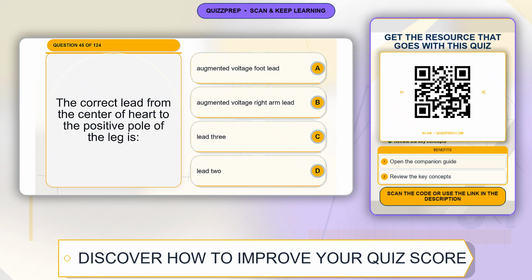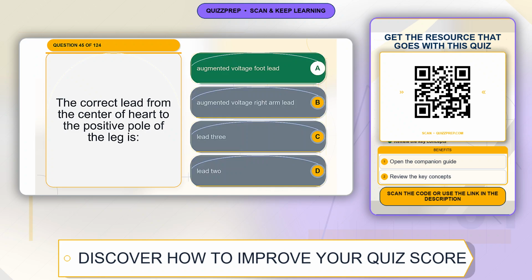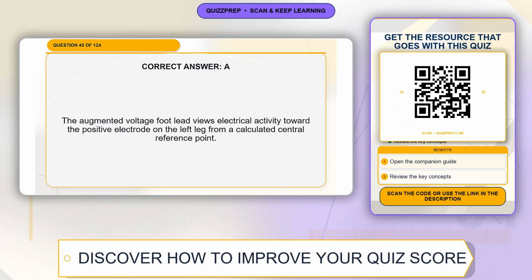Question 45. The correct lead from the center of heart to the positive pole of the leg is: option A, augmented voltage foot lead, option B, augmented voltage right arm lead, option C, lead 3, option D, lead 2. The correct answer is option A, augmented voltage foot lead. Explanation. The augmented voltage foot lead views electrical activity toward the positive electrode on the left leg from a calculated central reference point.